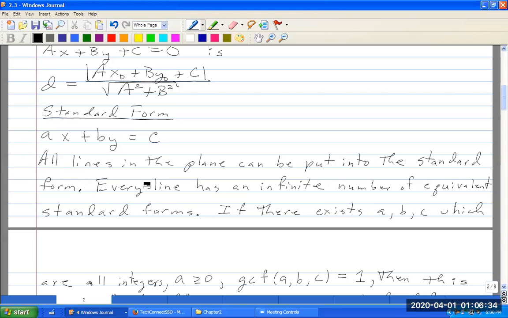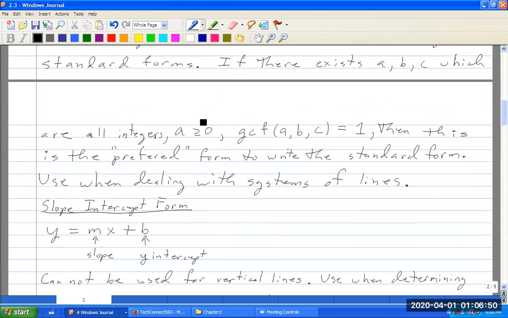And so, just like in the general form, we have a preferred form. It's the same as in the general form. If there exist a, b, and c, which are all integers, and a is greater than or equal to 0, and the greatest common factor between a, b, and c is 1, then this is the preferred form to write the standard form. We usually use these when dealing with systems of linear equations. And so if I happen to have more than one line, I will usually use the standard form for the equation of a line.